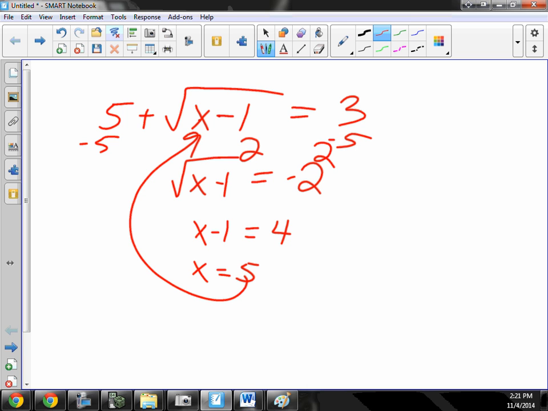5 minus 1 is 4. Square root of 4 is 2. Does 5 plus 2 equal 3? No. So that answer does not work. So there's no solution in this one.